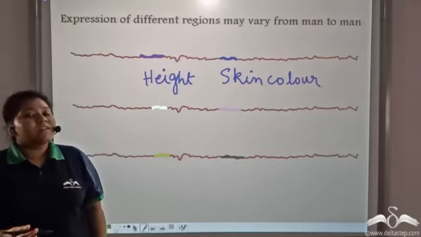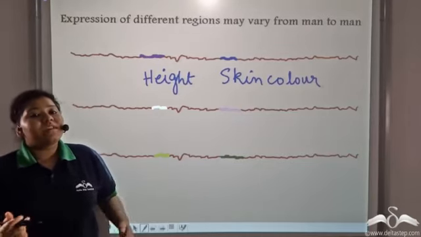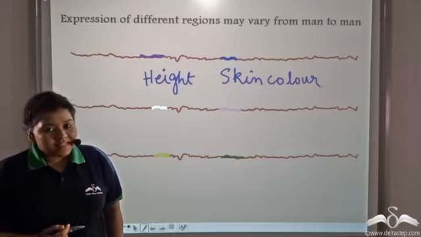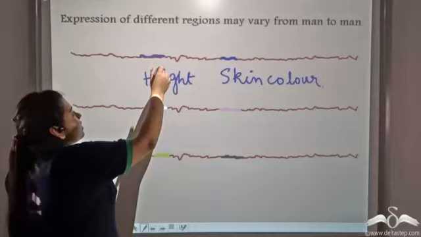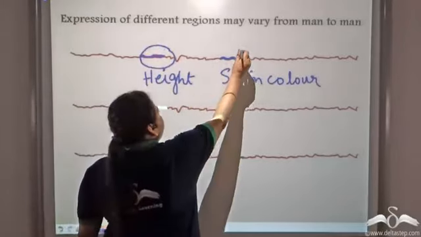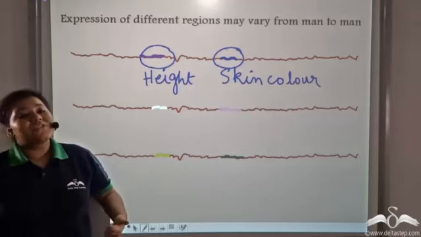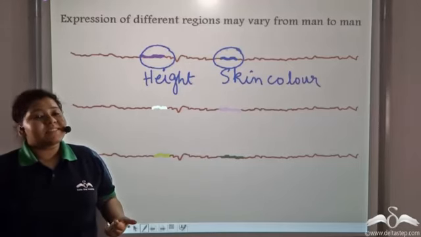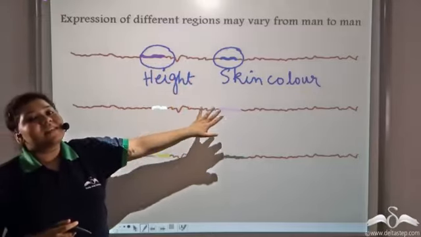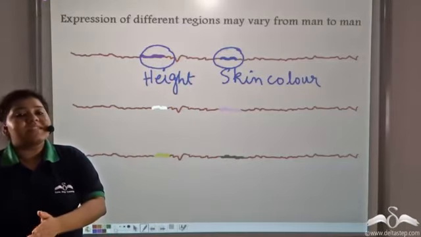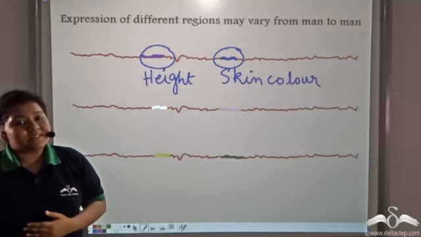Now, you might wonder how does one chromatin fiber express more than one feature? Well, this is possible because of the presence of these specific regions on the chromatin fiber, and these specific regions control different characteristics in a human. Now, these specific regions also remain constant from person to person.